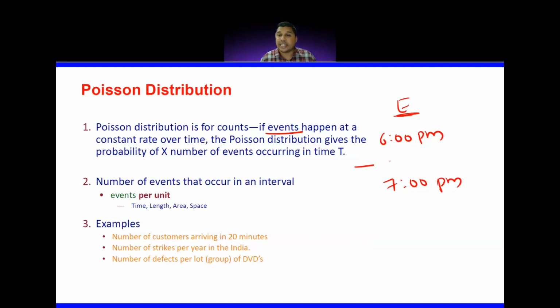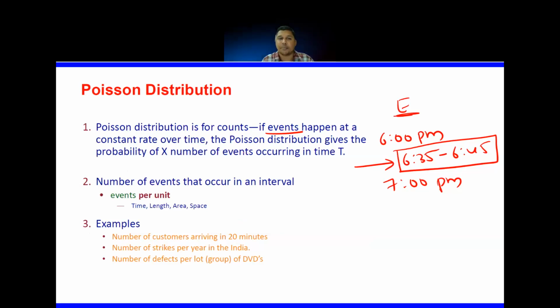So, given a time 6:35, or given a time 6:35 to 6:45, during this time period, you take observations and you analyze the data. Okay, if events happen at a constant rate over time, so from 6 to 7 it is happening, the Poisson distribution gives the probability of X number of events occurring in time t. Like this, we will see examples.